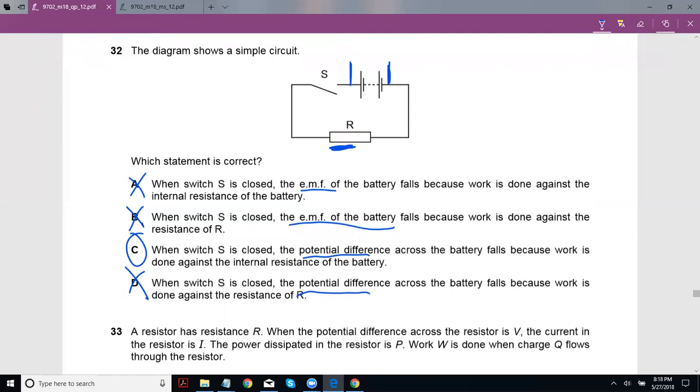In fact, the potential difference of the battery should increase, right, if work is done against resistance? No, it's basically that the work is not being divided, so it's not because of R. It's because of the internal resistance that the fall is occurring. Right, because when you measure the potential difference across the battery when there's nothing connected, you get the whole EMF. When there is something connected, you get your internal resistance affecting the voltage value.